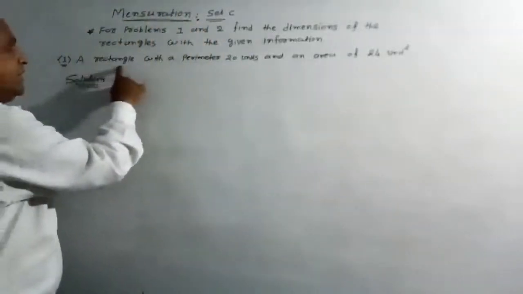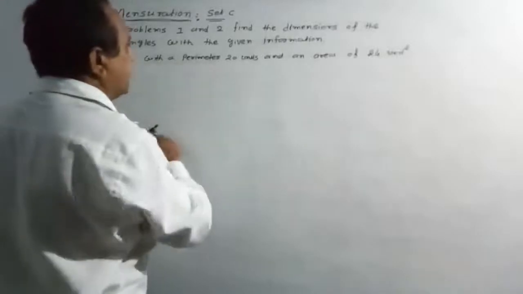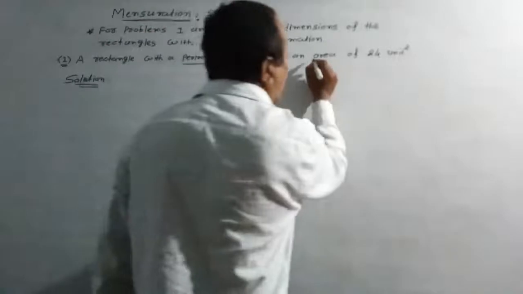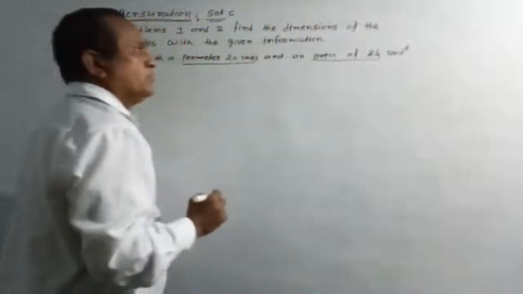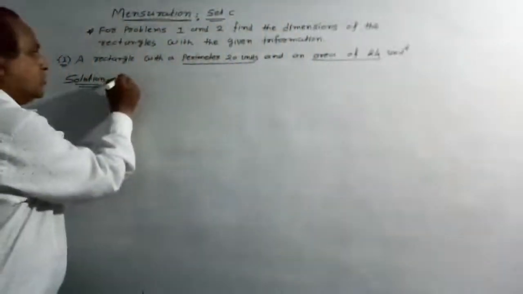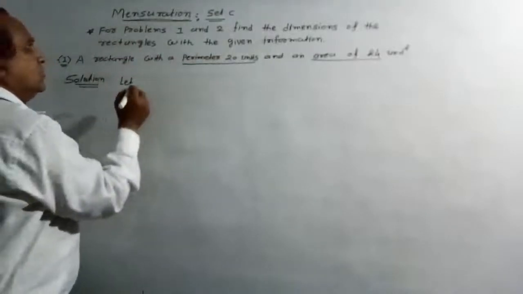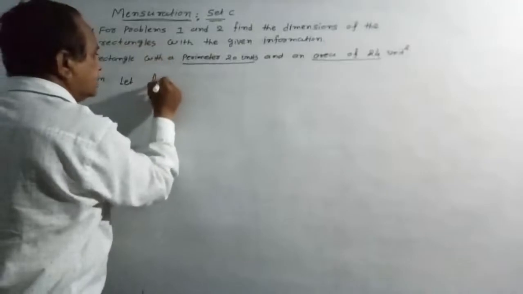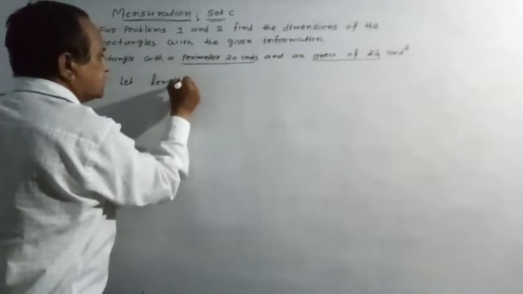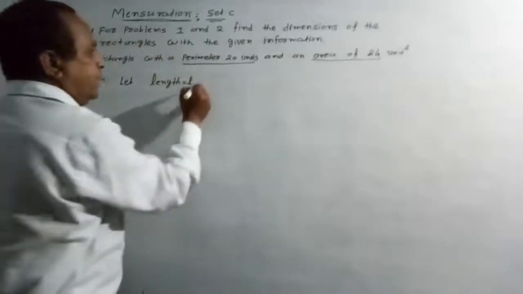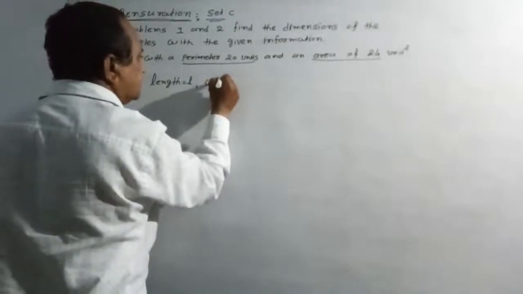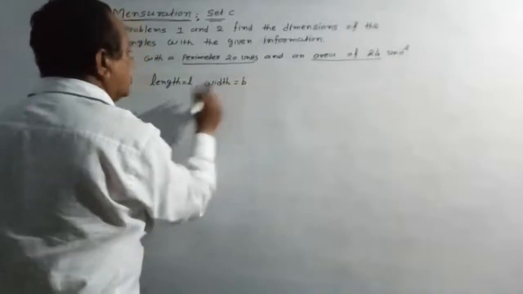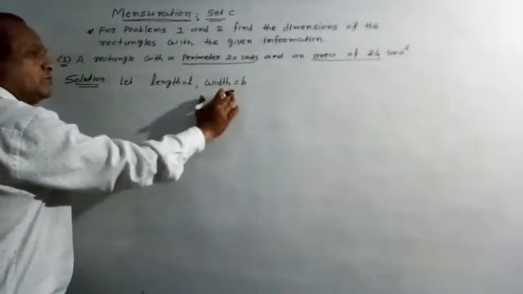Example number 1. A rectangle with perimeter 20 units and area 24 units. Now your solution: let the length of the rectangle be L and the width of the rectangle be B. લંબાઈ L અને પહોળાઈ B છે.